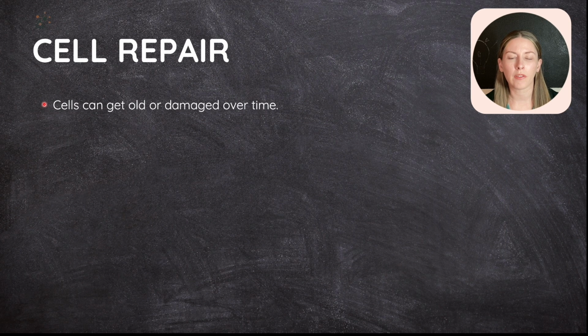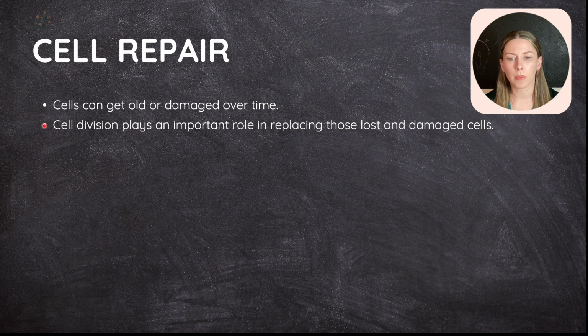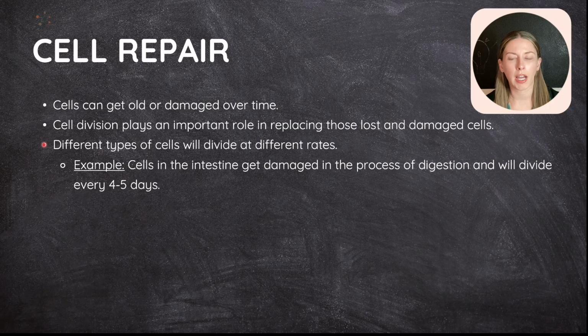Another important purpose of the cell cycle is repair. Cells can become damaged or worn out over time. Cell division allows the body to replace those damaged or lost cells. And not all cells divide at the same rate. Different types of cells divide more frequently depending on their function. For example, cells lining the human intestine are frequently damaged during digestion and divide about every 4 to 5 days.